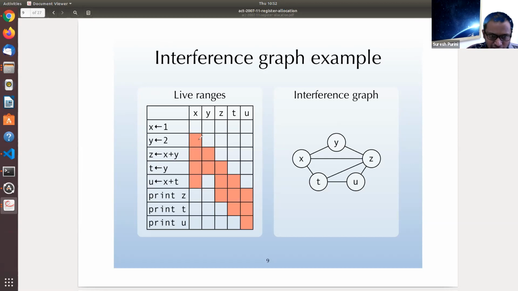You can see the live ranges of variable x and variable y interfere with each other, so there is an edge between them. Similarly, the live ranges of y and z interfere with each other at this point, so there is an edge between them. But the live range of variable y and the live range of variable u don't interfere with each other, so there is no edge between them. That means we should be able to allocate register R1, for example, to variable y here, and the same register R1 can be allocated to variable u because they are not interfering. So this is the interference graph associated with this program.